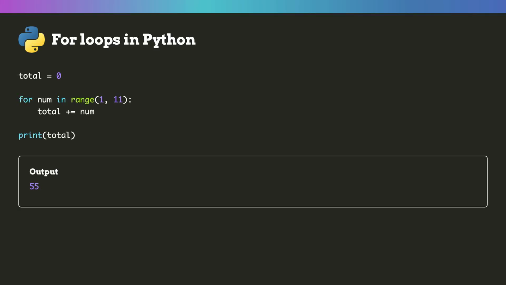Suppose we want to calculate the sum of all numbers from 1 to 10. We can use a for loop to iterate over the range of numbers and accumulate a total. Here, we initialize a variable total to 0. Then using the range function, we create a sequence of numbers from 1 to 10, including 1, but excluding 11. The for loop iterates over this sequence, adding each number to our total. With just a few lines of code, we're able to sum up all the numbers from 1 to 10.